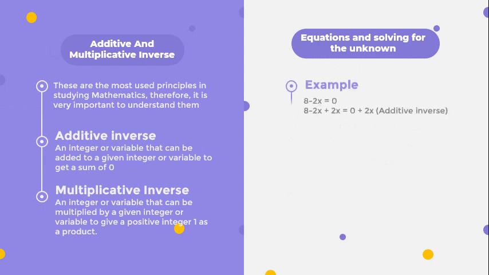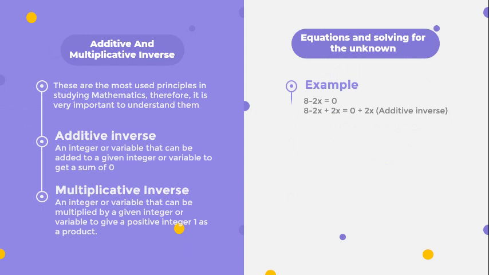Okay? Here's an example. We have 8 minus 2x is equal to 0. This means 8 minus 2x and the other side of the equal sign, they are equal. These quantities are equal. So if we tamper with one, we have also to tamper with that same amount on the other side of the equal sign. So now, what do we do next? Here we group like terms. We know that 8 and negative 2x, they are not like terms. Why? 8 is a constant, which means a number, and the negative 2x is an expression, which means it has a variable.